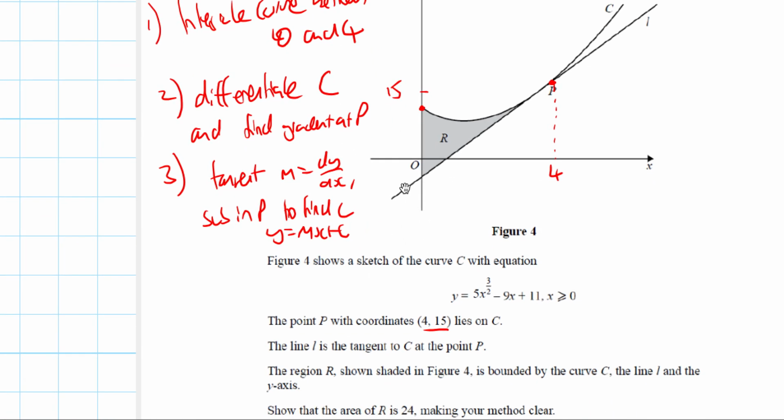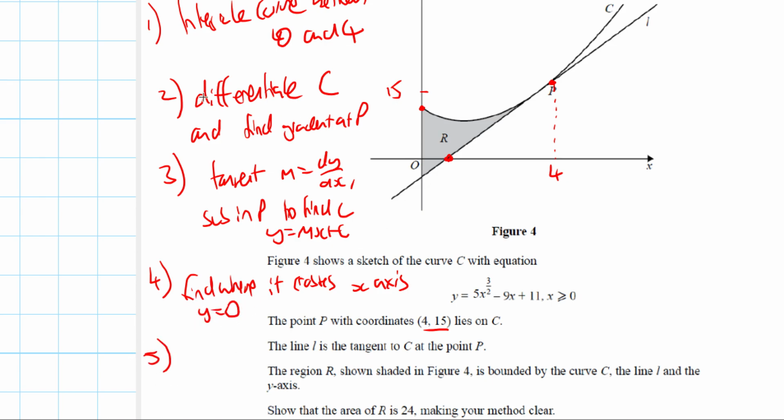So we then need to integrate under that line. So we're going to integrate there, and therefore we need to find where it crosses the x-axis. So find where it crosses the x-axis. So that's going to sub in y = 0.